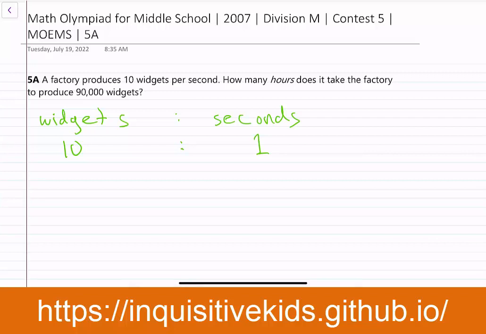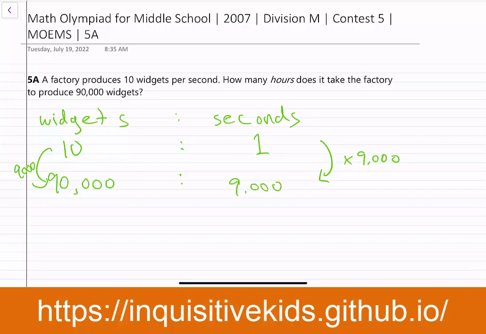In order to get from 10 widgets to 90,000 widgets, we had to multiply it by 9,000. So we have to do that to the other side of the ratio too. Times 9,000 to get 9,000 seconds.